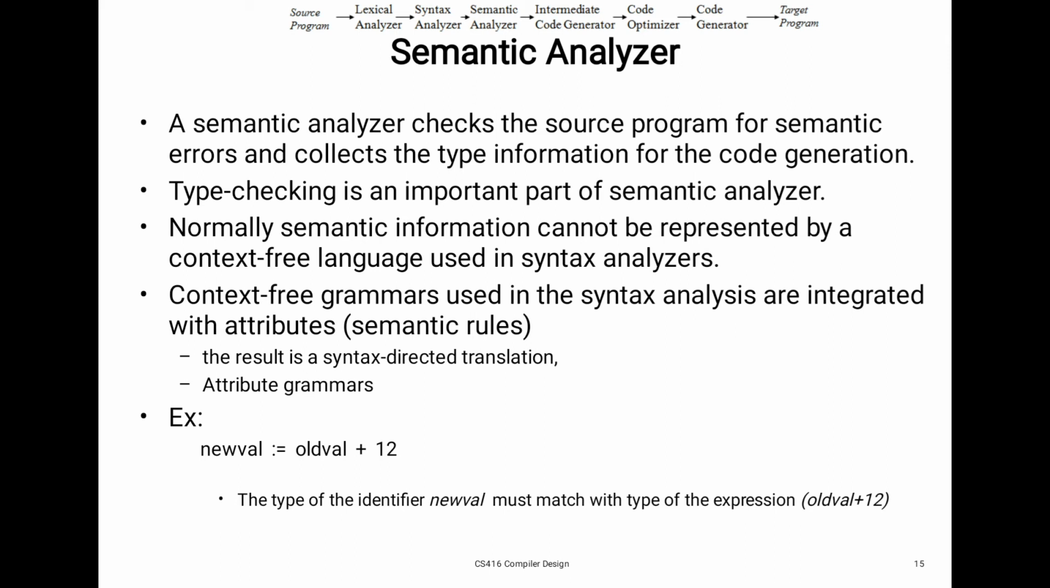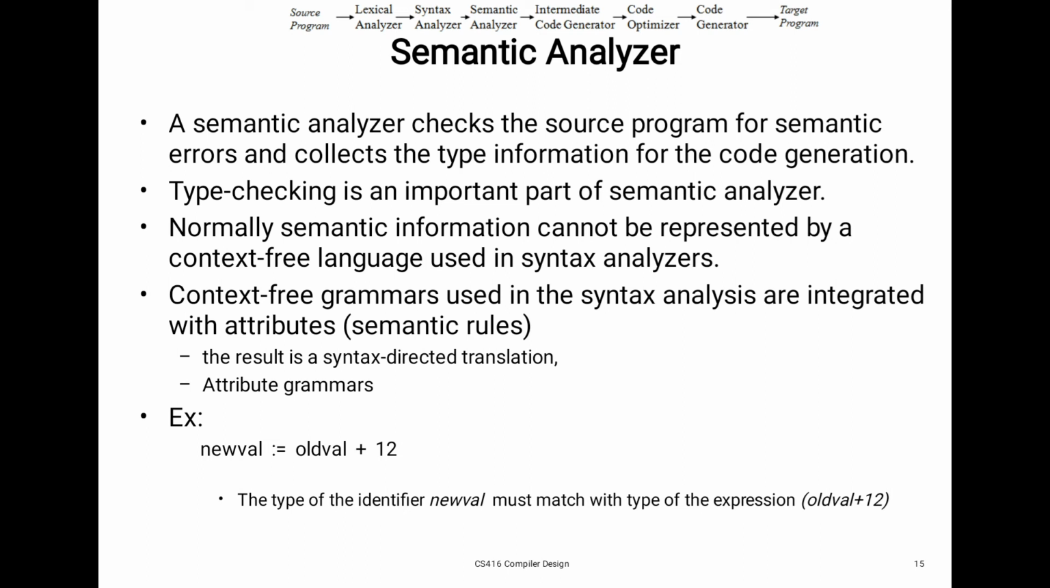Type checking is an important part of the semantic analyzer. Normally, semantic information cannot be represented by context-free language or used in the syntax analyzer. Next, context-free grammars used in the syntax analyzers are integrated with attributes and semantic rules. The result is a syntax-directed translation.